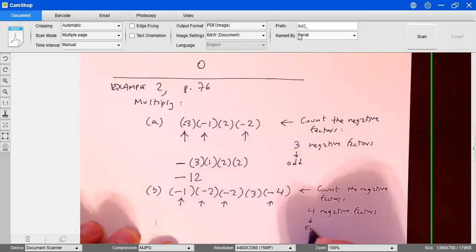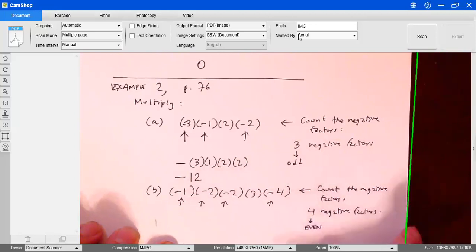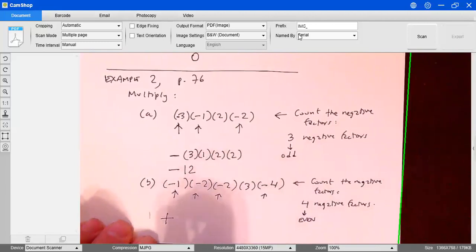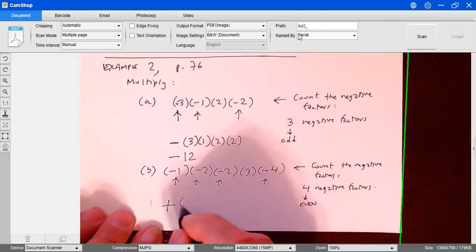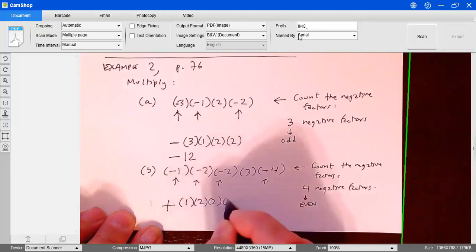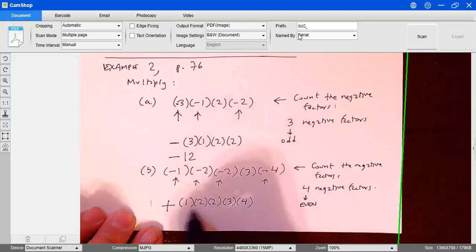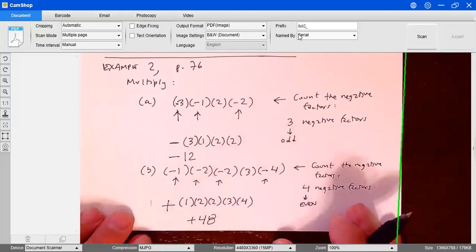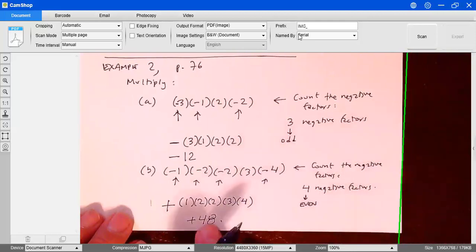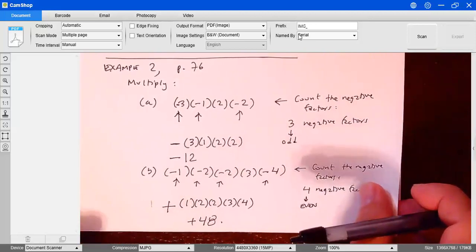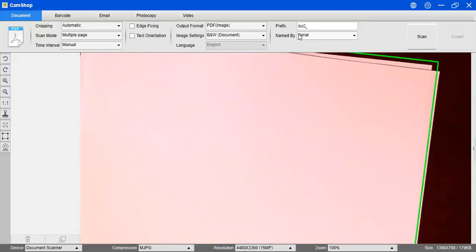This is an even number of negative factors. So that means that the answer is going to be positive. So now I'm just going to write the absolute value of those numbers, and then I'm going to proceed with the multiplication. So 2 times 2 is 4, times 3 is 12, times 4 is 48. So the final answer is just 48. So that's multiplication. Division follows the same rules as multiplication.